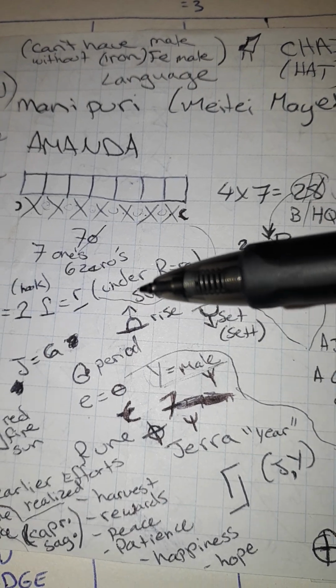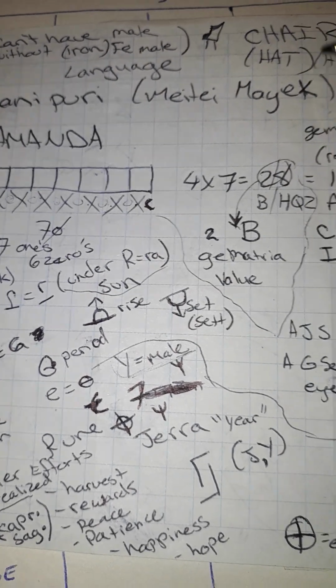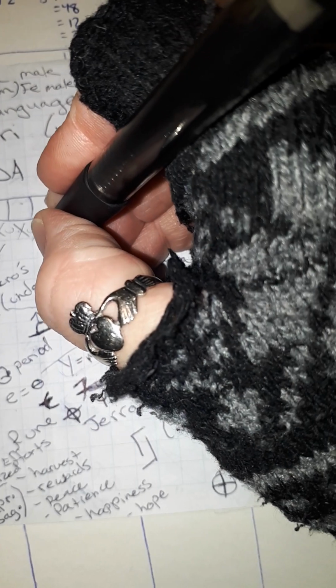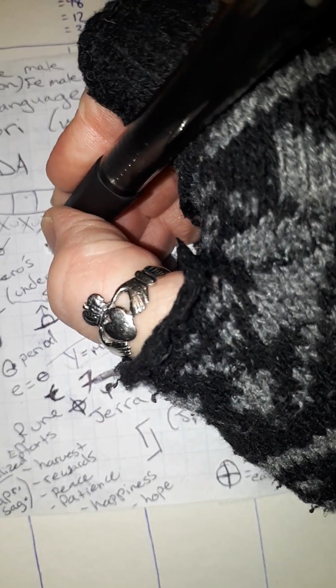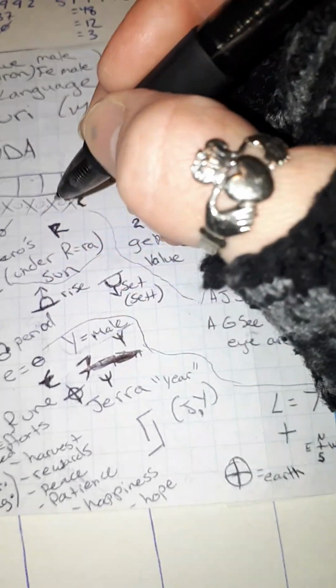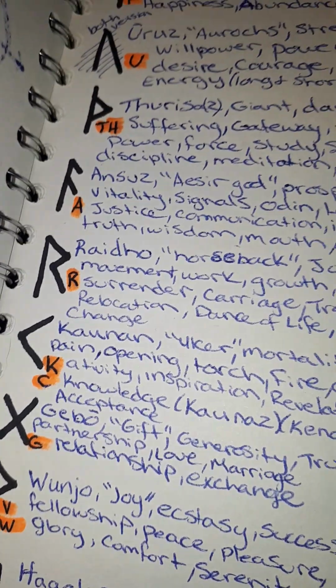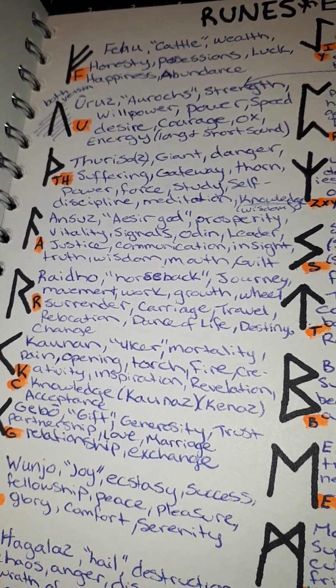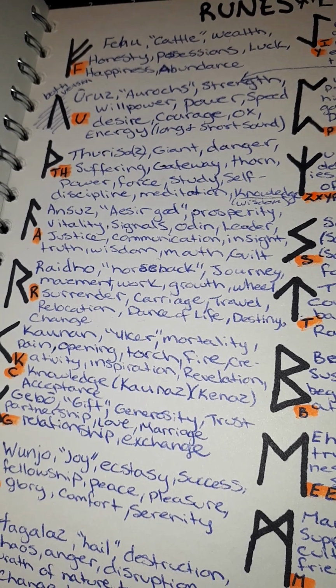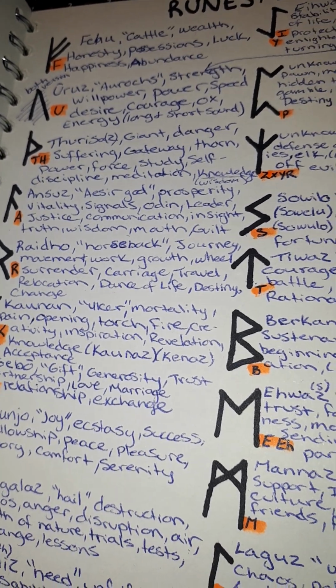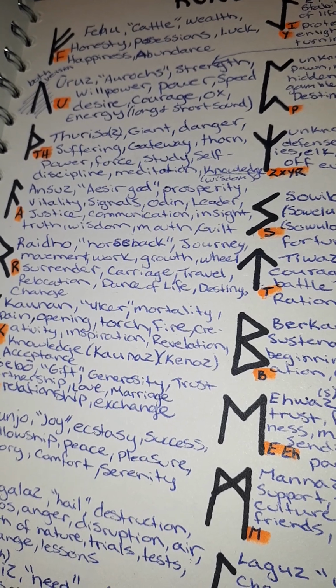Opposite of that, almost looks like an R with a line underneath it. So R could also be Raido in runes. I believe that means movement. What else does Raido mean? I didn't memorize them all. That's okay. Raido: horseback, journey, movement, work, growth, wheel, surrender, carriage, travel, relocation, dance of life. Dance of life is like yin and yang, balance, destiny, change.